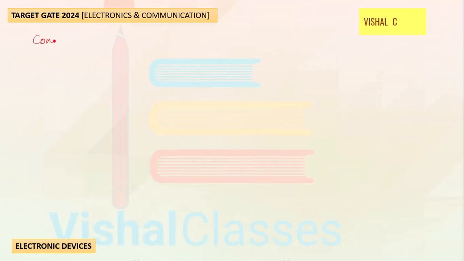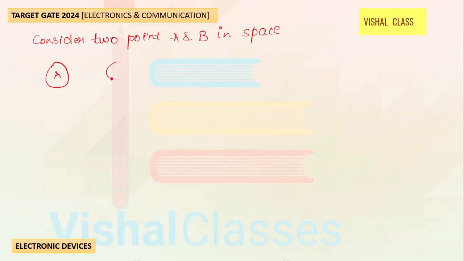Consider two points A and B in space. I am considering two points A and B in space, and assuming that B is at higher potential than point A.